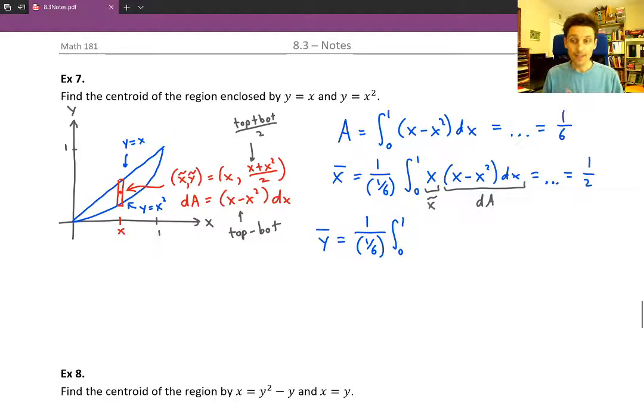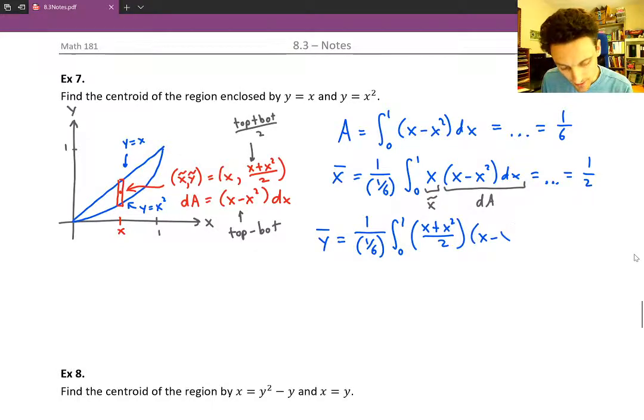to 1. It's still in terms of x. Even to find y bar, we're still integrating in terms of x. But now it's going to be y tilde, which is this whole x plus x squared over 2 thing. That's what y tilde was. And then times dA, which is the same x minus x squared dx.